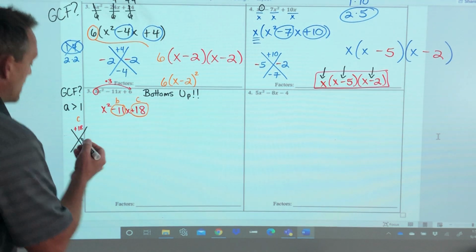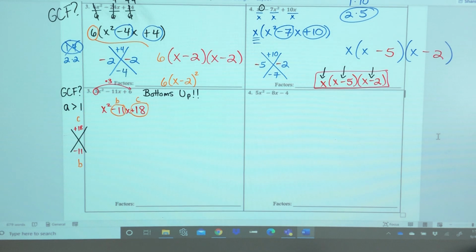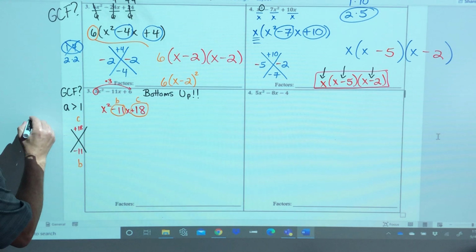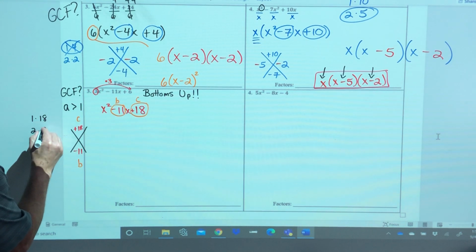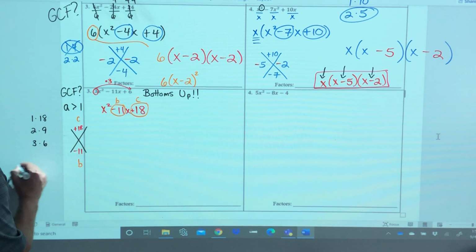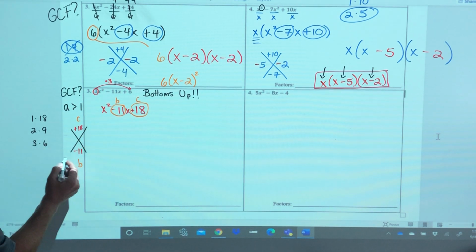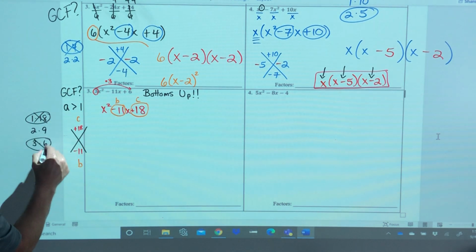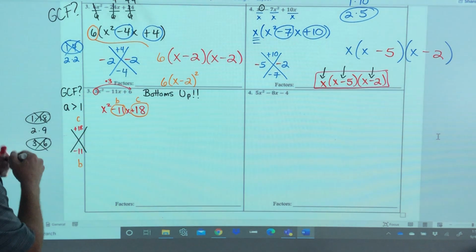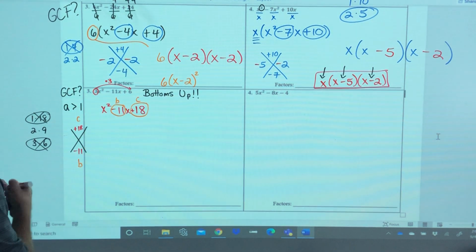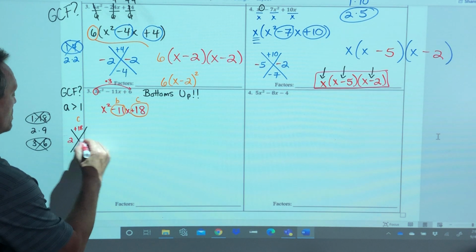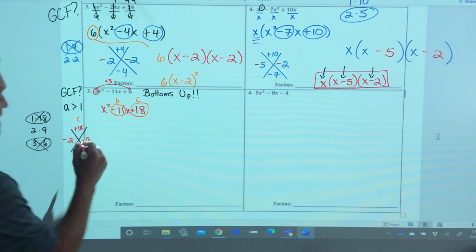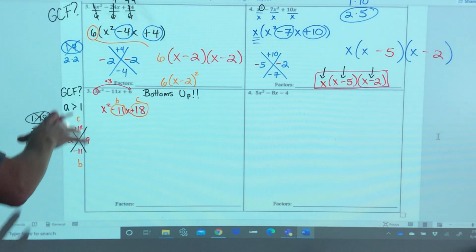So I need factors of 18. Let me make sure you guys can see all this as I'm writing over here to the side. Yeah, you can see it. It's written a little small. You can make it larger. So I want factors of 18. 1 times 18, 2 times 9, 3 times 6. Should be it. So can 18 and 1 get me to negative 11? No. 3 and 6? No. 9 and 2 can, though. So if I go 9 and 2, they both have to be what? Negative. Negative 2 times negative 9 is positive 18.